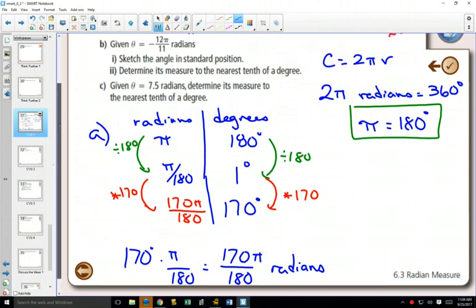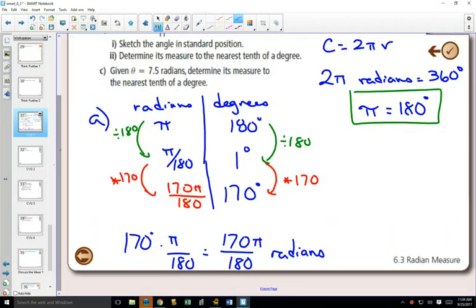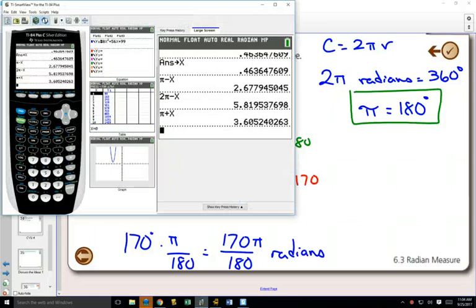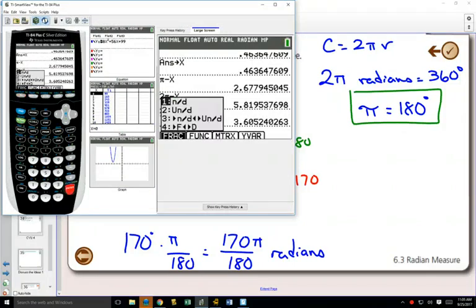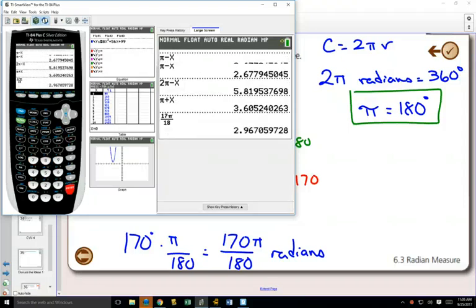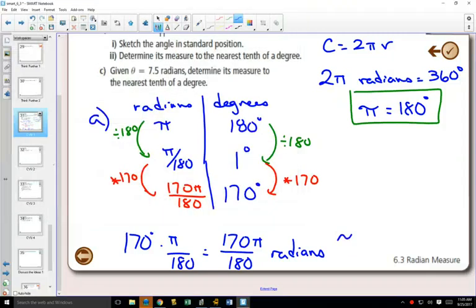Now, let's see, is there anything more? It says give it as exact measures, so we've done that as an exact measure, and to the nearest hundredth. So we'll take out our calculator and just type this in. Again, if you have the fraction button, start getting used to using it. 17 pi over 18, 2.97. 2.97 radians.